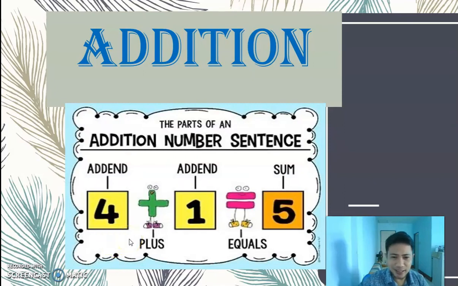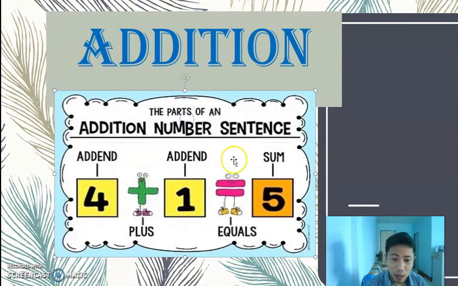Good morning once again, and we will have now a new lesson. The new lesson that we're going to learn is about addition. So we're going to add numbers. But before we go with finding the sum of the numbers, we will have to learn first about the parts of addition sentence. So addition sentence has parts.